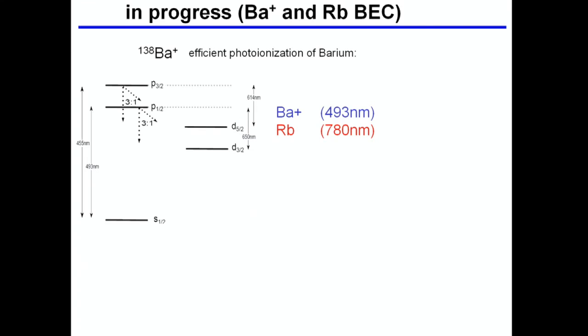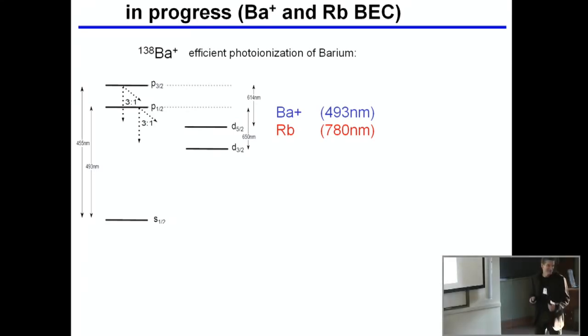Barium-rubidium has several advantages. One of those is that already very gifted groups like Johannes Hecker-Denschlag, and also theory groups like Krisch and Moczynski, worked on the system and already made predictions that let us hope that this is a good system for us if we really reach these ultra-low temperatures.